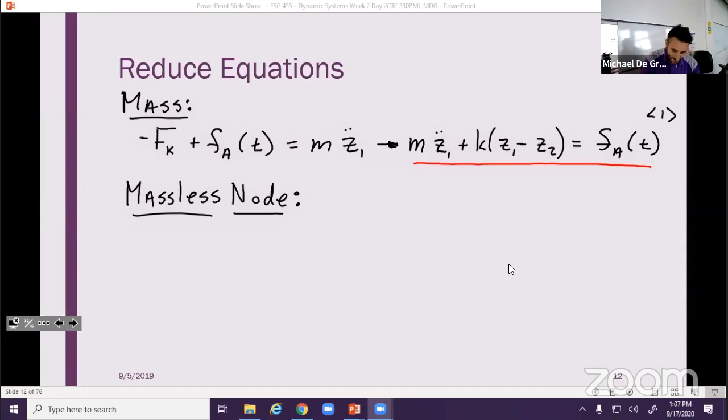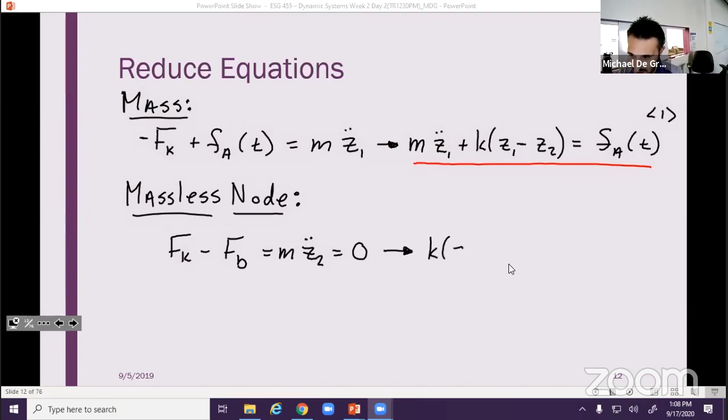Anyway, that's it, right? That's the mass. So what about this massless node that everybody's talking so much about? Well, let's sum our forces there. What do we get? We get Fk minus Fb is equal to m z double dot 2. But we already covered this, that's going to be 0. So I can rewrite this as k(Z1 minus Z2) is equal to b Z2 dot.